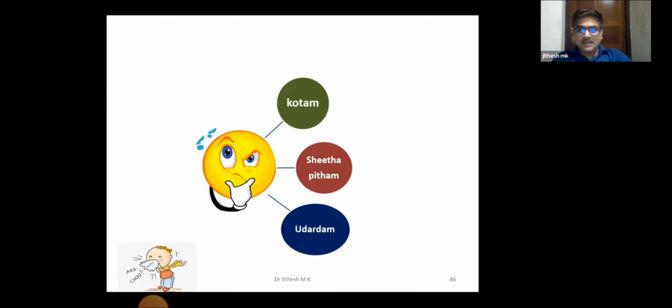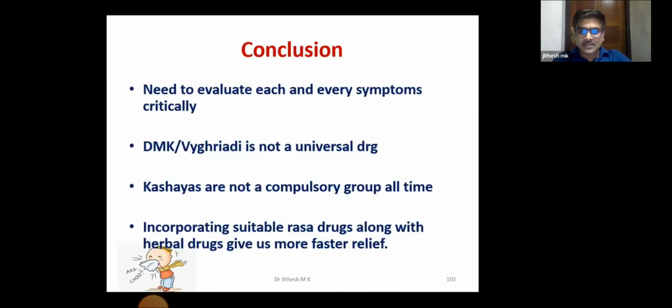I think I have compiled almost all the common popular yogas available in the market. So probably now the next part is Rasa drugs, that I think you have got a detailed class of with another one, so I'm not going into details in that. So let me conclude my presentation here, by saying that we need to evaluate each and every symptom critically. Blindly, you are not supposed to give Dasamulakarutraya or Vyakhati. These are not the universal drug. Talisapatradi Churna or Talisapatradi Vadaga are not the universal drug in Kasa.